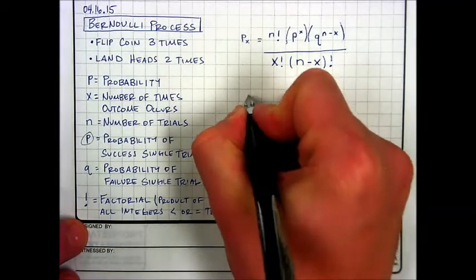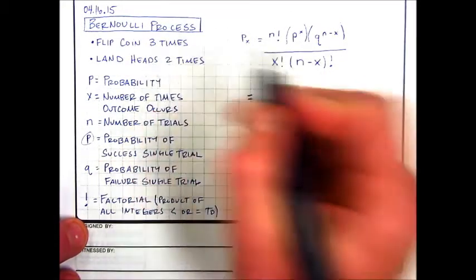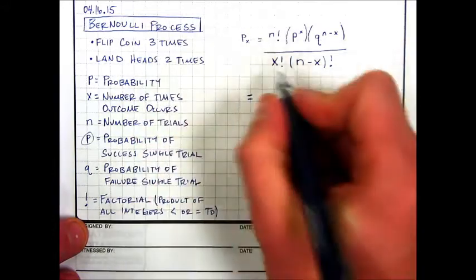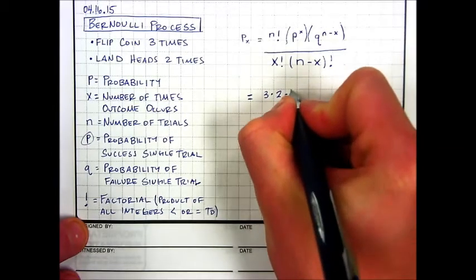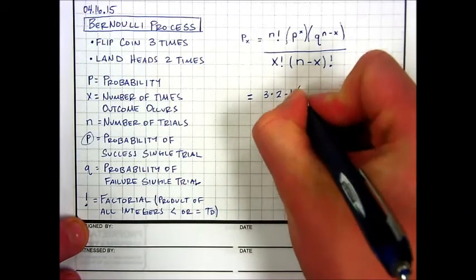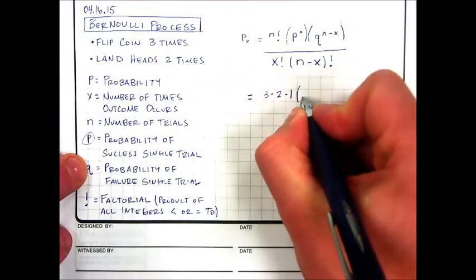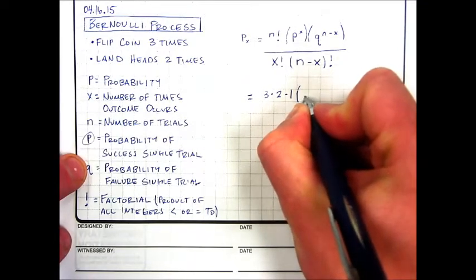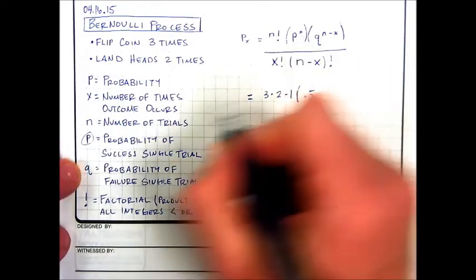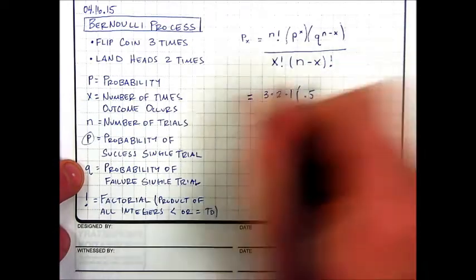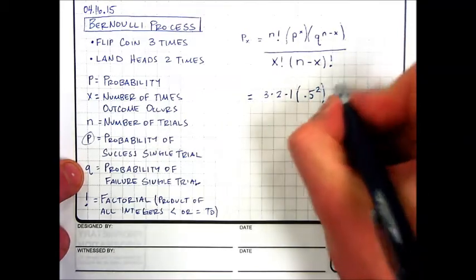And so the probability is equal to, in our case, the number of trials is 3. And so the factorial of that is 3 times 2 times 1. We're going to multiply that by the probability of success on a single trial, which is 50%. It's a 2-sided coin, so I'm going to put 0.5. And that's to the power of the number of times the outcome has to occur. And so we want it to land on head 2 times. So I'll put that 2 right there.